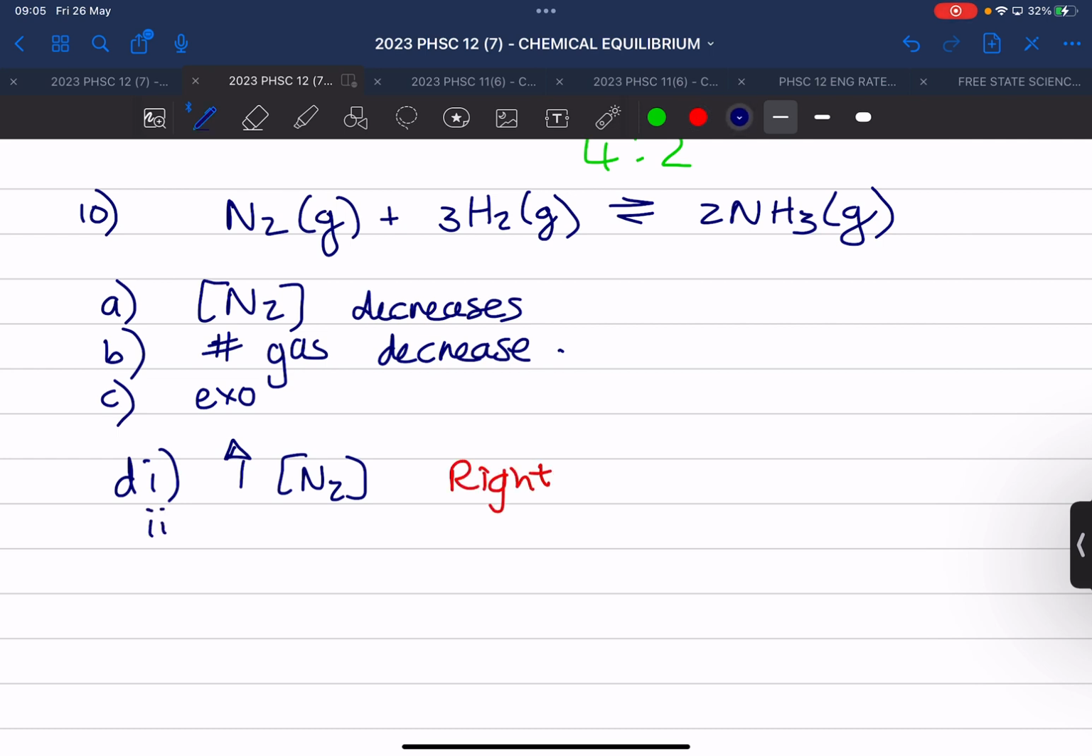Number 2, they ask, if we remove ammonia, that is the same as saying we decrease the concentration of ammonia. So ammonia, we make less, where is the equilibrium going to shift to? To the right.